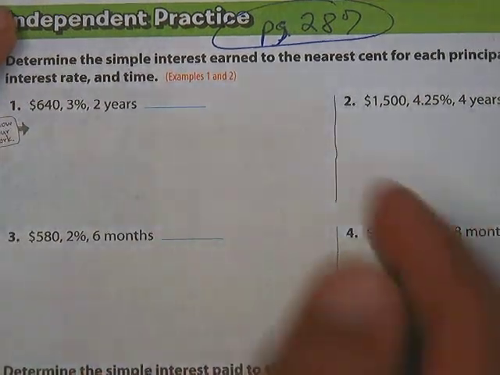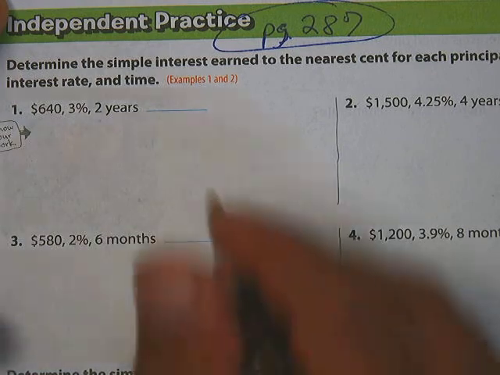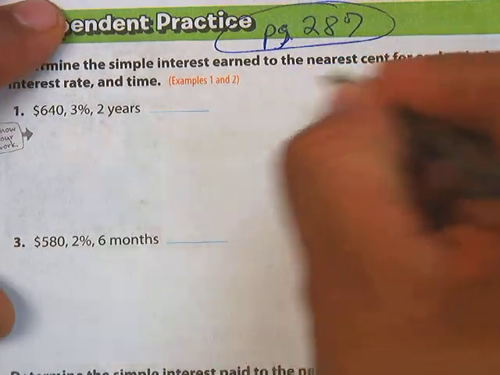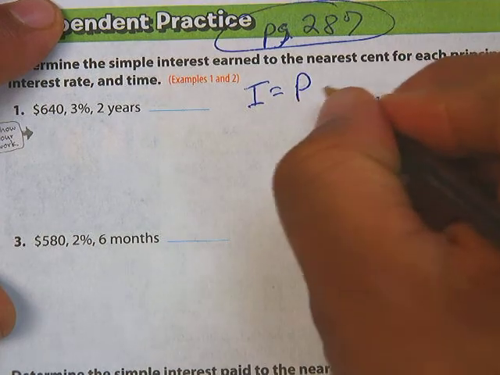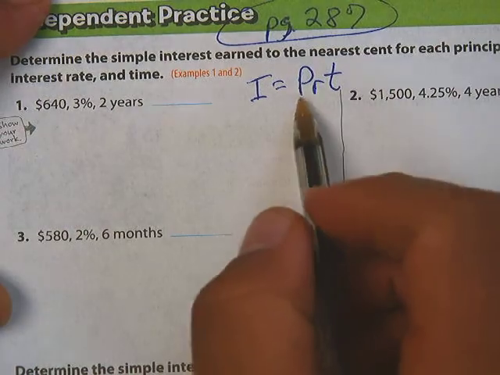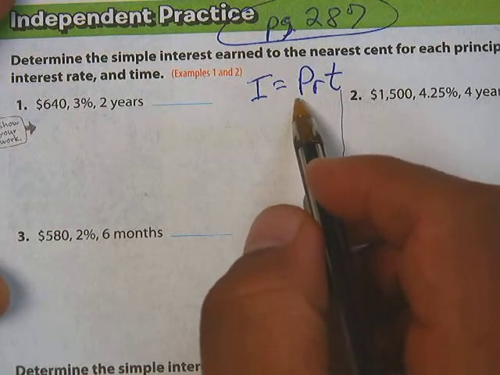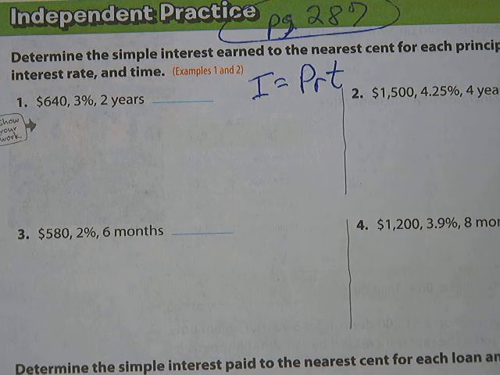Okay, now we're gonna look at page 287. We're talking about simple interest. We have this equation that I showed you in class: simple interest equals principal times rate times time. I mentioned to you that principal is what you invest, what you borrow, what you charge. Any of those things are simple interest.